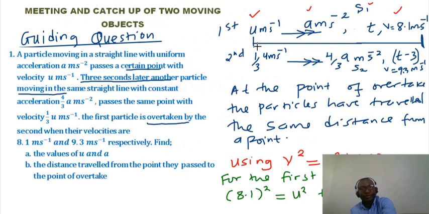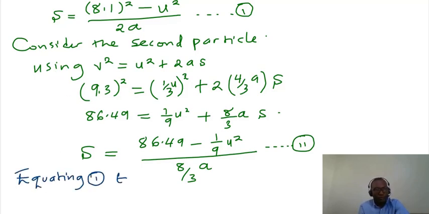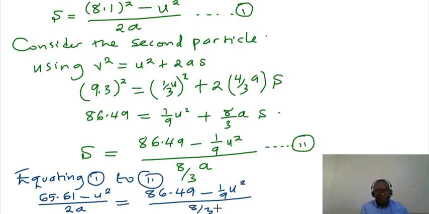Now, since from this common point to the point of overtake both particles move the same distance, we are going to equate equation 1 to equation 2, showing that the two distances are the same. Equation 1 can be simplified as 65.61 minus u squared all over 2a. This should be equal to 86.49 minus 1 over 9 u squared all over 8 over 3a.